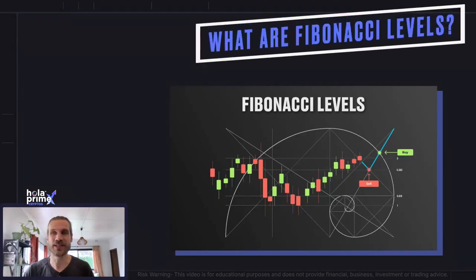What are Fibonacci levels in crypto trading? Fibonacci levels stemming from the Fibonacci sequence are horizontal lines that indicate where support and resistance levels are likely to occur on a price chart.